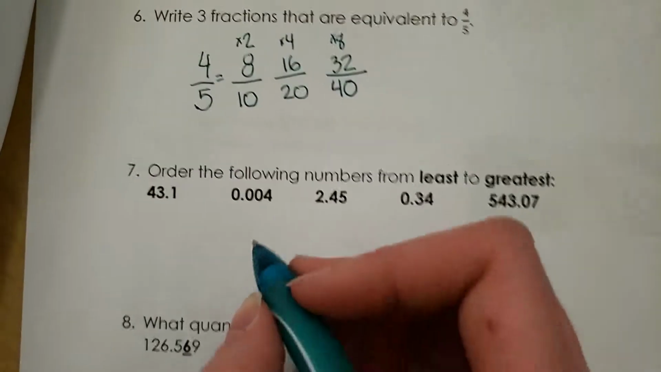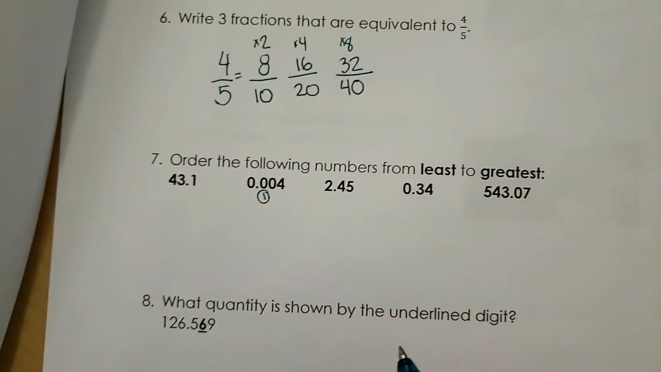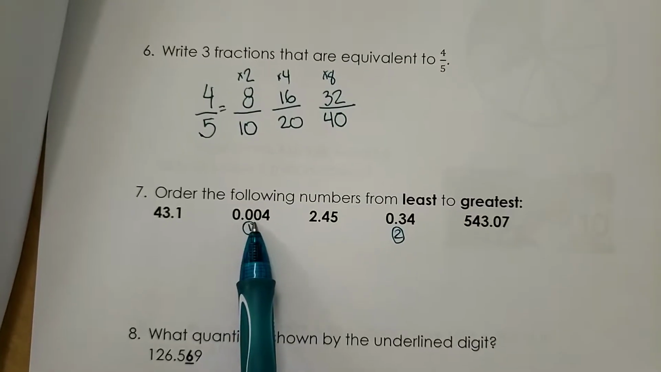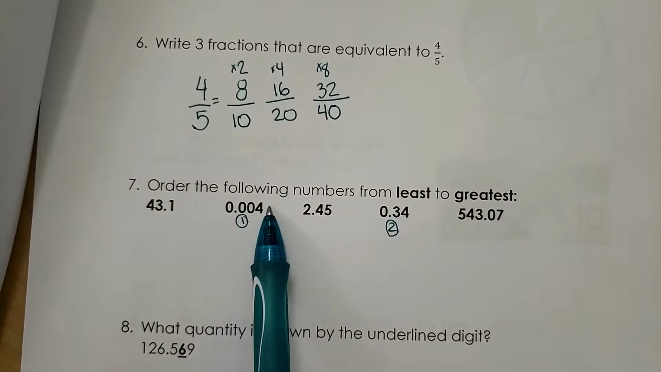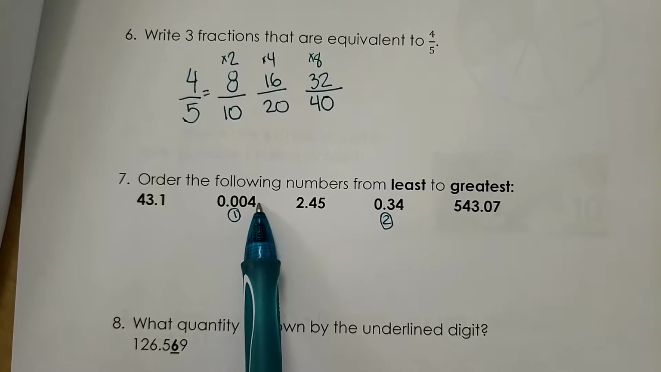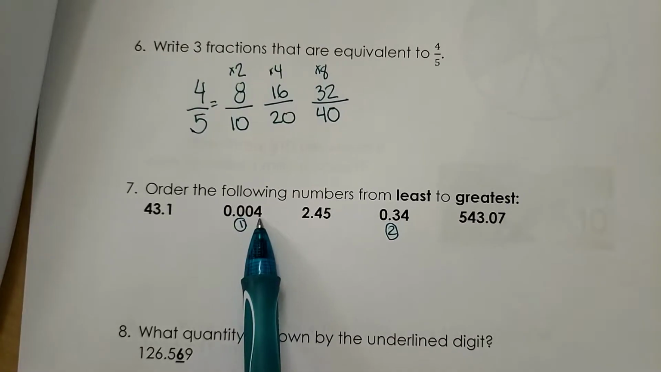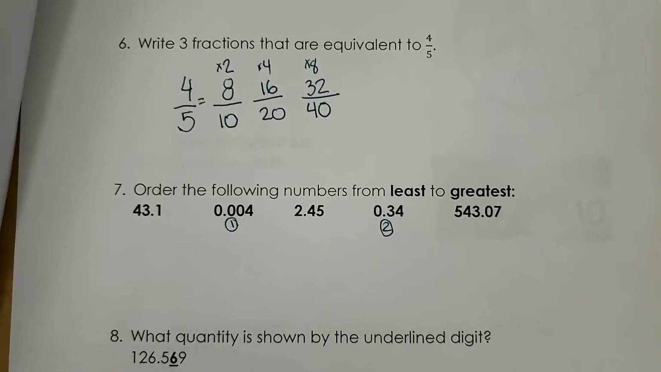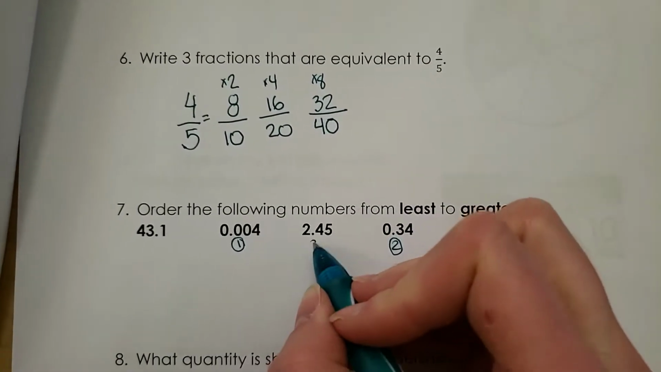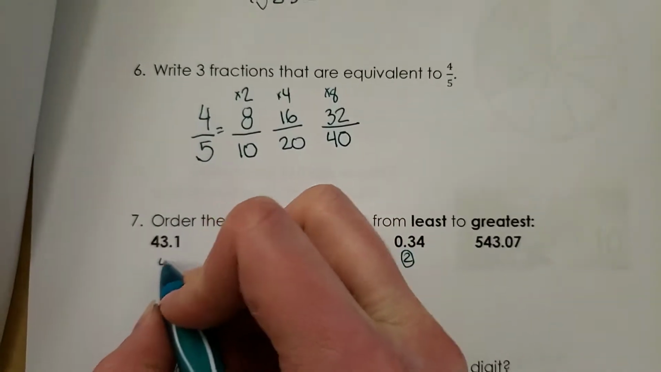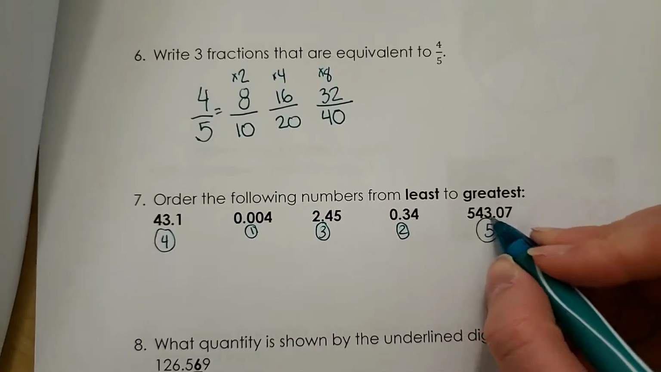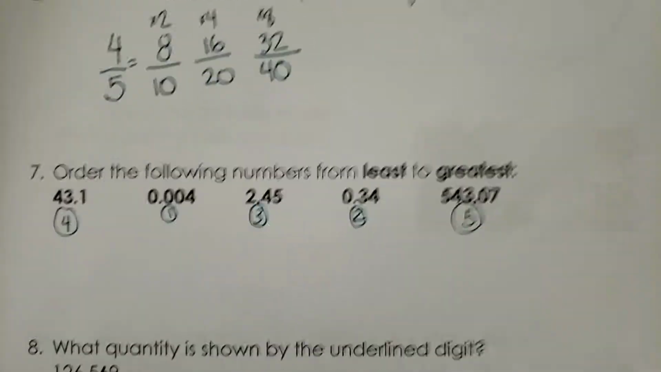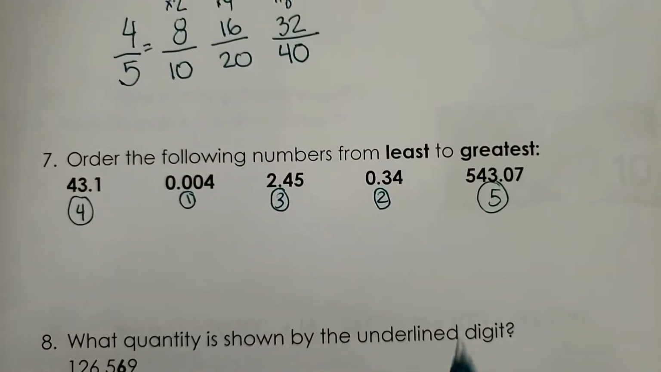So the smallest number is going to be this one, followed by this one, and you're looking where are the zeros. If there's only zeros here, this makes it the smallest, and as you move this way, the numbers get bigger. So you really have to pay attention to place value. This is 3, this is 4, and this is 5. You could write it out, but just for the purposes of time in this video, I'm just going to leave it like that.